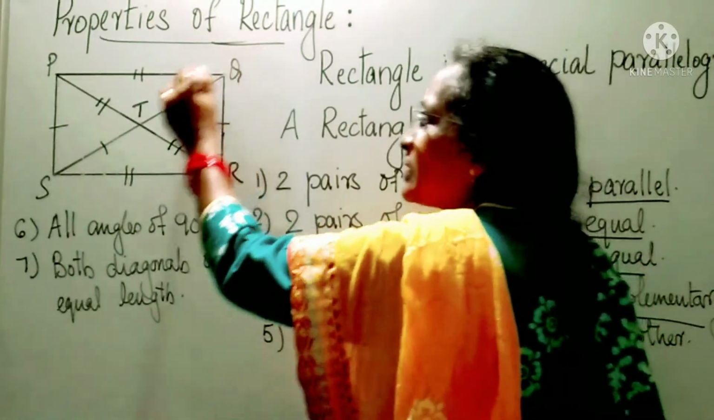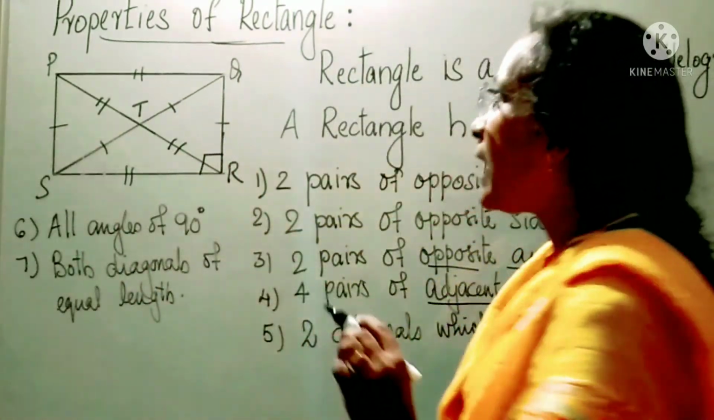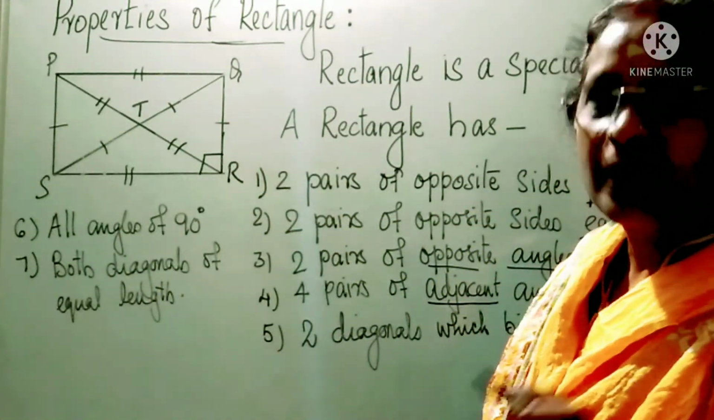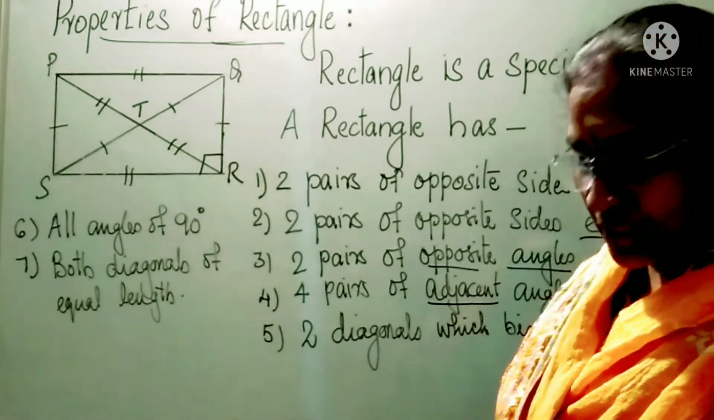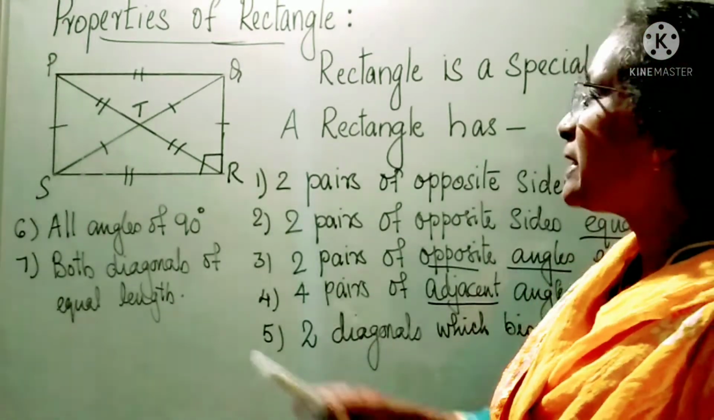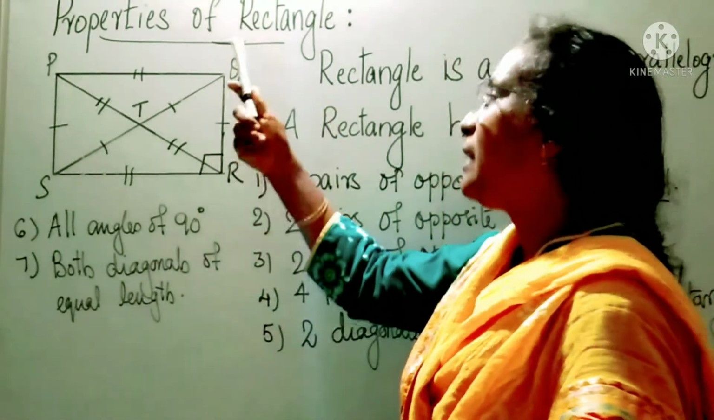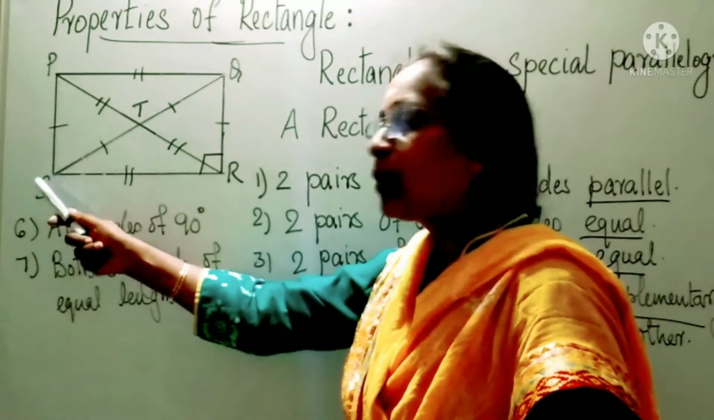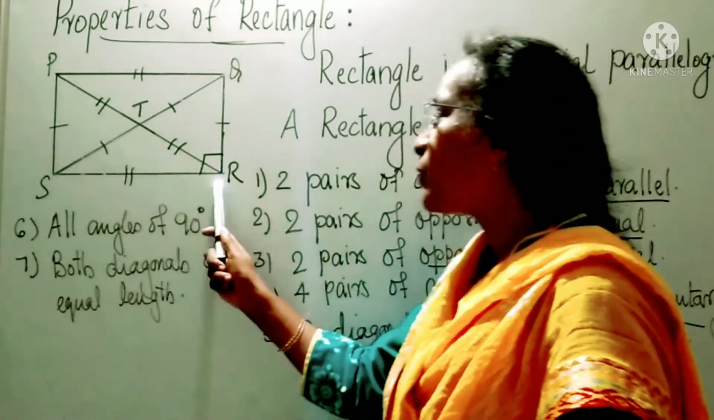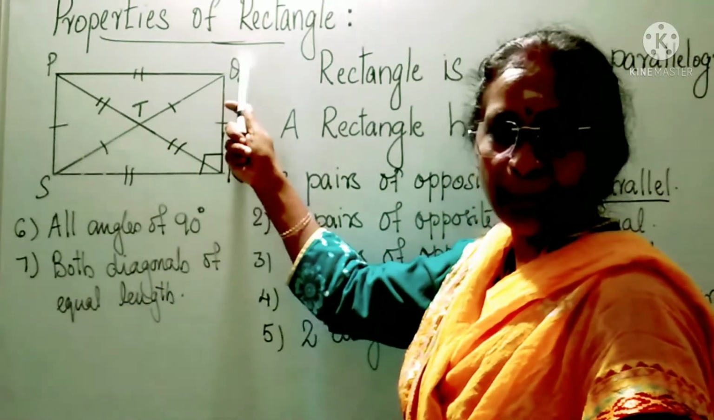Okay. What is this called? This is called the hypotenuse, QS is the hypotenuse, and the hypotenuse is equal to what? You know Pythagoras theorem? Okay. QS is equal to the square root of SR square plus RQ square.